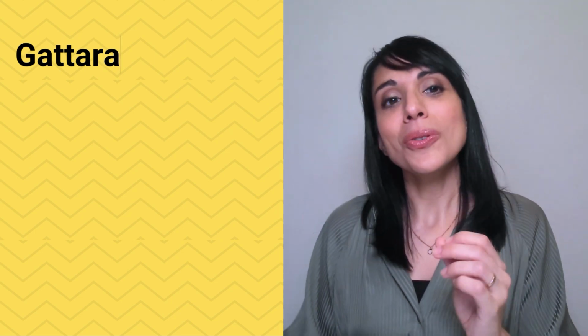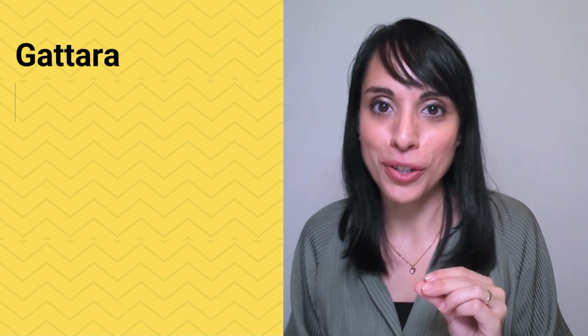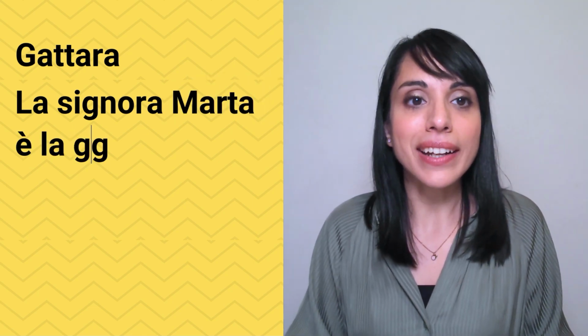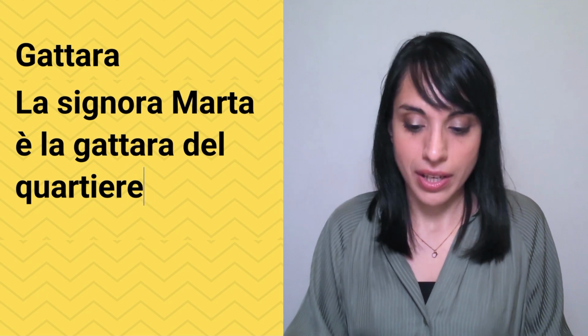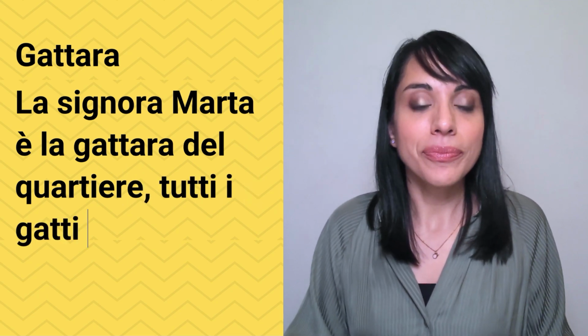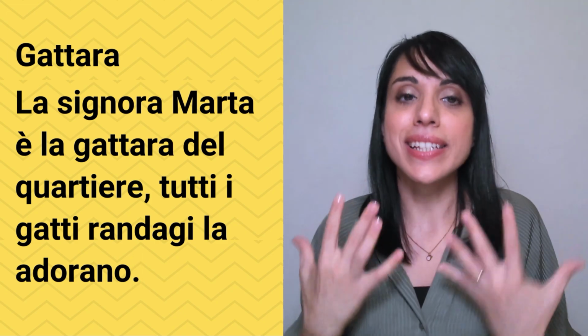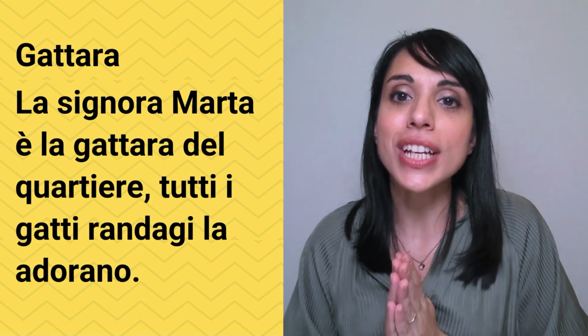Parola numero 7. Gattara. Now, this will probably be one of the easiest to guess, but it's still an amusing Italian word that I want to share with you. So let me give you an example. La signora Marta è la gattara del quartiere. Tutti i gatti randagi la adorano. La signora Marta è la gattara del quartiere. Tutti i gatti randagi la adorano.